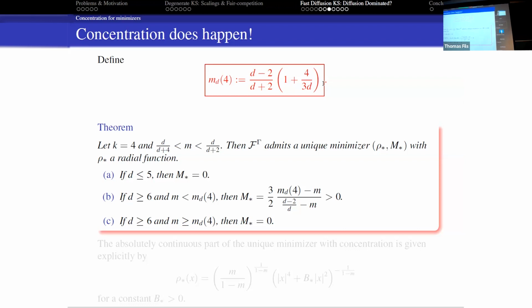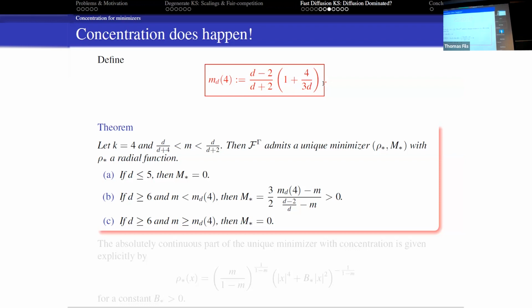But no, that is not good enough because it's always in the good range. Let's go to K equals 4. Why K equals 4? Because if I have modulus of X minus Y to the 4, I can expand in terms of lower exponents. And not only that, since I'm looking for radial minimizers, because you can prove that all global minimizers have to be radial. That's easy to prove.